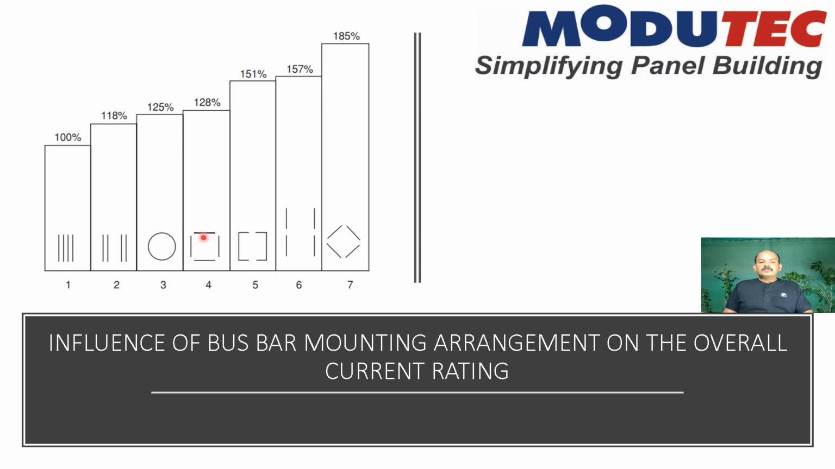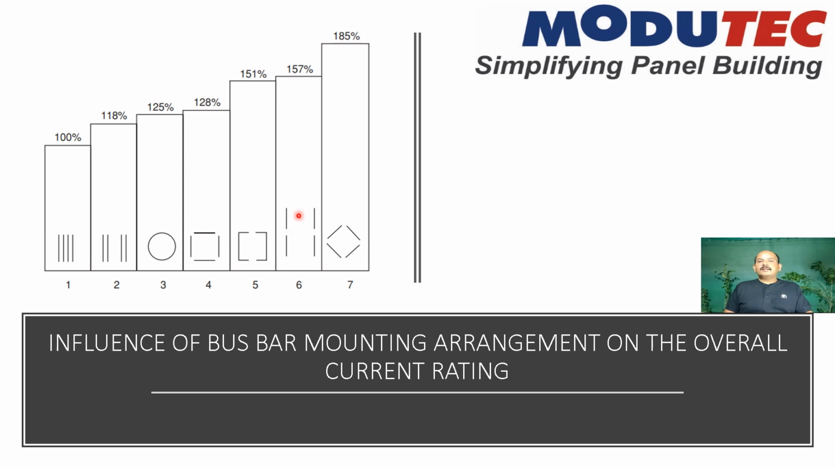Here there is no gap between them, hence it is 128%. If you go for C type, the C channel which we have shown in the bus bar types, that type of bus bar goes to 151%. So almost a 51% increase in the current carrying capacity of the same square mm of the bus bars.